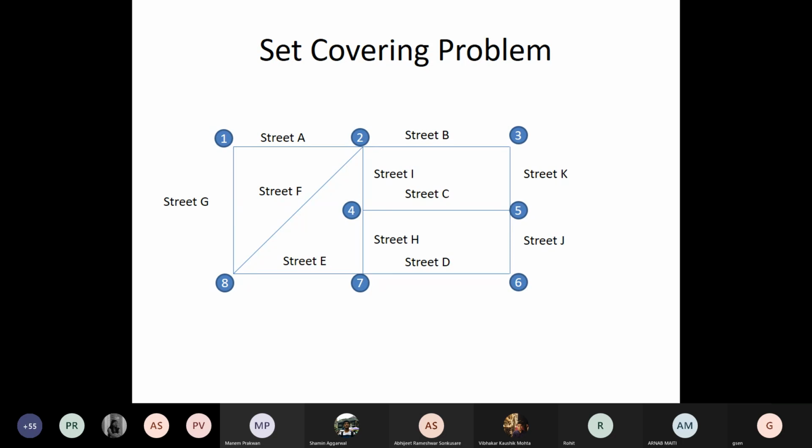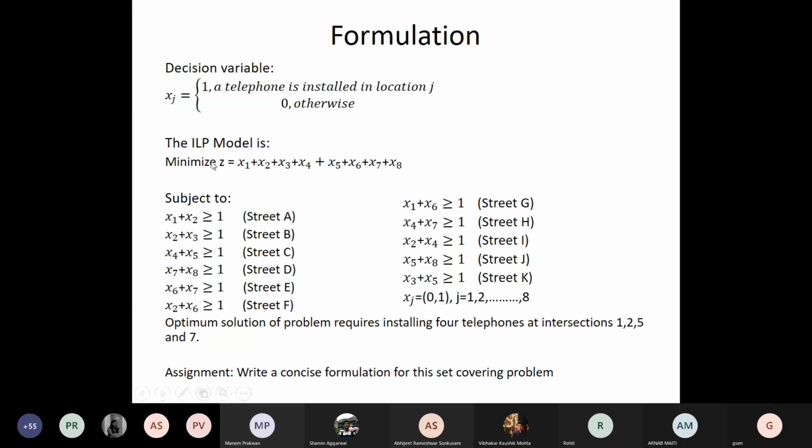So for street A it will be x1 plus x2 greater than or equal to 1. Either x1 or x2 should be 1 to cover street A. Very simple. So we have written this: minimize this sum subject to a covering constraint for each street. Understood? Then when you solve it by the branch and bound method, which we'll discuss later, you will get the solution 1, 2, 5 and 7, or maybe the other one, if you have multiple optimal solutions. Okay.